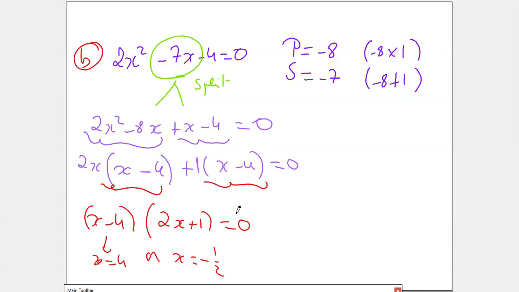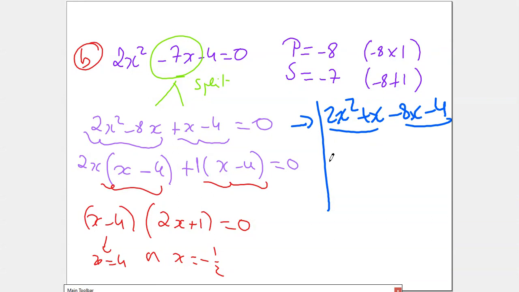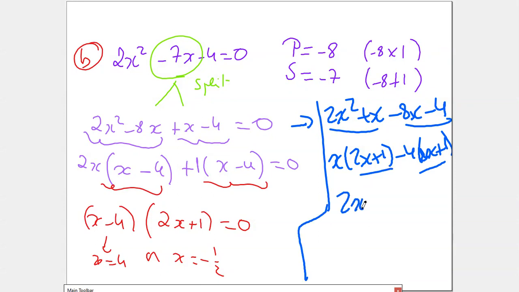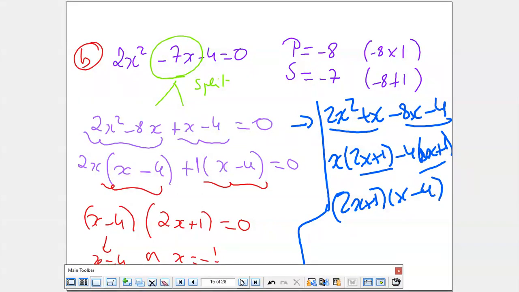When I want to solve it equal to 0, this one gives me 4, and this one gives me minus half. Sure, you're going to ask me, miss, can I take 2x squared and x together, and minus 8x and minus 4 together by grouping? Yes. If you take 2x squared plus x together and minus 8x minus 4, and you factorize by grouping, here the visible factor is x, I still have 2x plus 1. Here the visible factor is minus 4, I still have 2x plus 1. I'm sorry for the handwriting. The visible factor is 2x plus 1, so it will be 2x plus 1 times x minus 4, and you will get exactly the same answer.